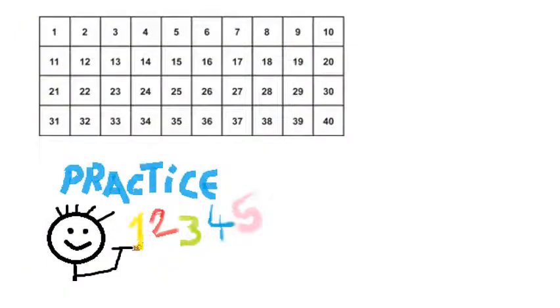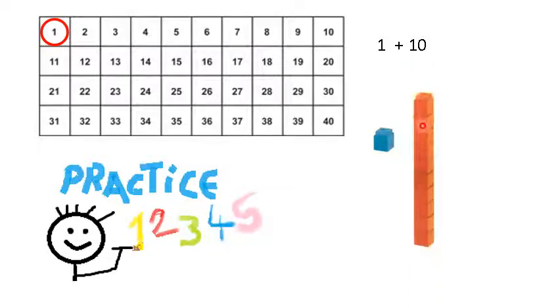Now let's do some practice together. We have 1. Do you remember 1? What is it? Is it a rod, a red rod, or a blue block? Yes, of course, it's a single blue block. Plus 10. I have to add what? A blue block or a red rod? Yes, that's right. 10, because a red rod is 10.